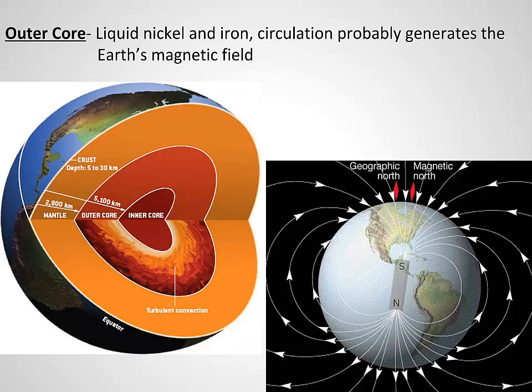Okay, core. Now the core is where things get really cool. So the outer core, as I said before, is liquid nickel and iron, and it's circulating around the inner core.